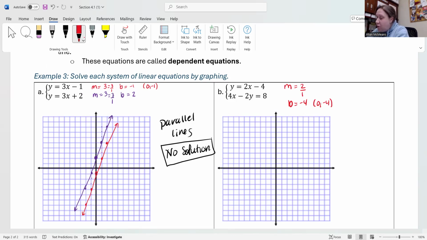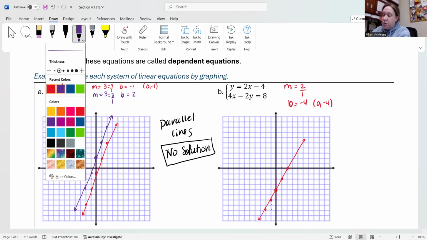We want to plot the y-intercept, which is negative 4. So at the origin, I don't go left or right, but I do go down 1, 2, 3, 4. And then from there, I can go up 2 to the right 1, up 2 to the right 1. If I wanted to get wild and crazy, instead of going up and to the right, I could go down 2 to the left 1, down 2 to the left 1. Either way, plot, connect, don't forget your arrows, okay?